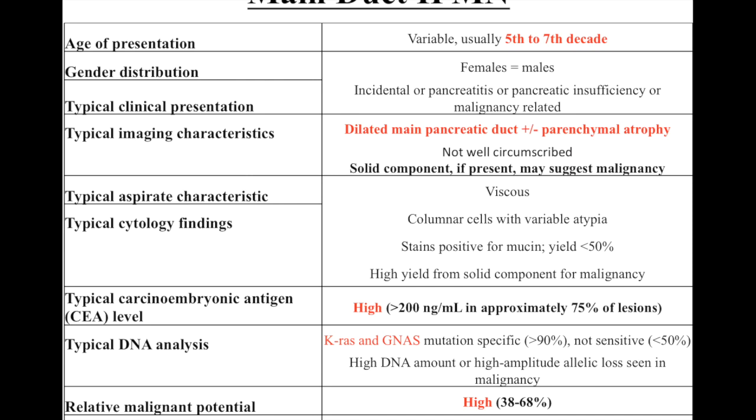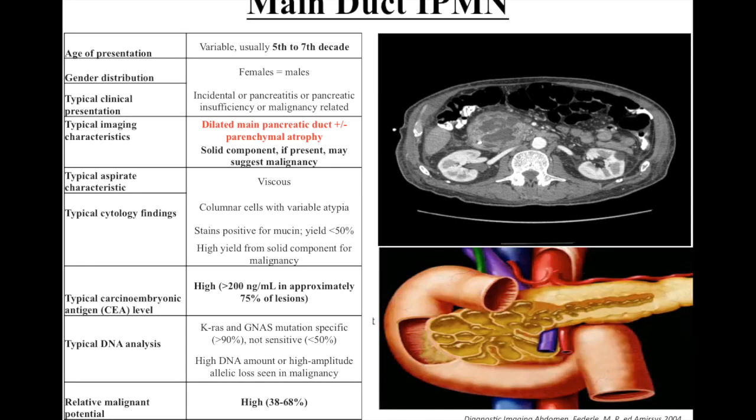Looking at some distinguishing features of main duct IPMN, typically these occur in patients older than the mucinous cystic neoplasms and are associated with main duct dilation. Like mucinous cystic neoplasms, these cysts have high CEA levels, and the risk of malignancy is higher in main duct IPMNs than it is in side branch or in MCNs. Typical imaging features, again, we see multiple cysts associated with a dilated pancreatic duct. It's difficult to find a series of images to show this in this PowerPoint, but the illustration shown here depicts it.